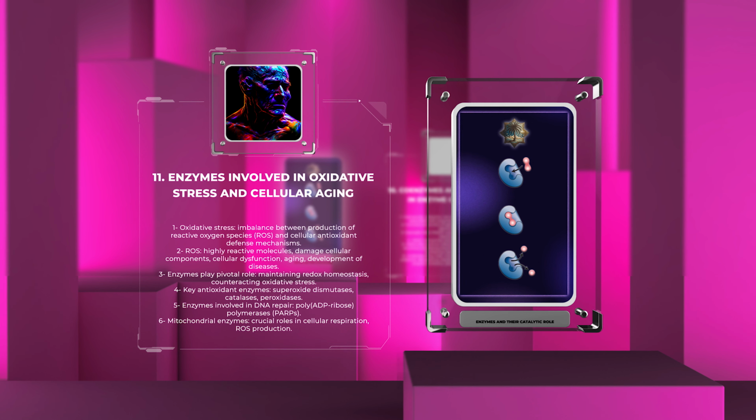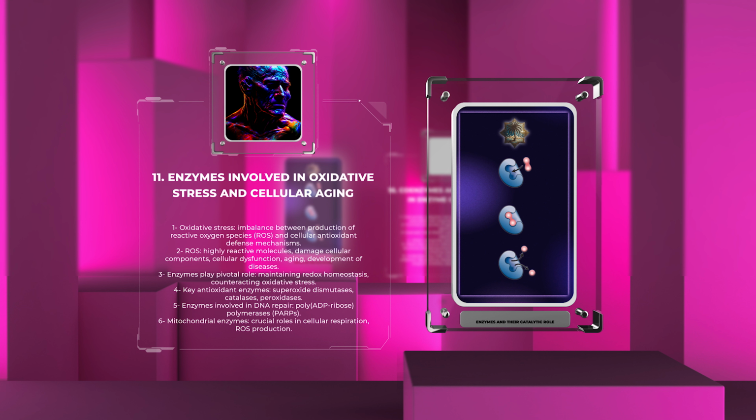Enzymes play a pivotal role in maintaining redox homeostasis and counteracting oxidative stress. Superoxide dismutases, catalases, and peroxidases are key antioxidant enzymes that scavenge and neutralize ROS or repair ROS-induced damage. Additionally, enzymes involved in DNA repair, such as poly-ADP ribose polymerases, PARPs, facilitate the removal of damaged DNA, minimizing oxidative damage-induced mutations and genomic instability.